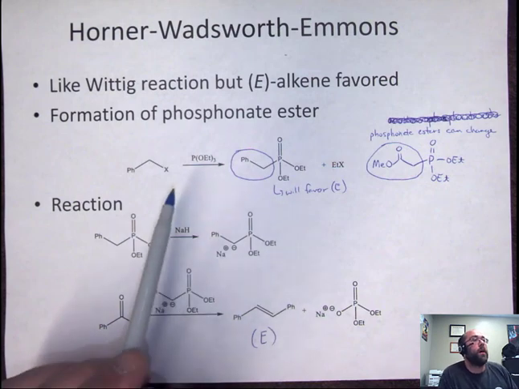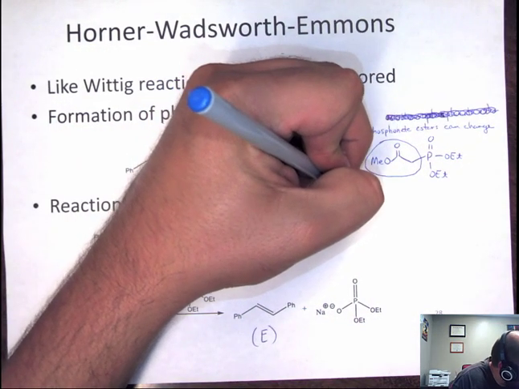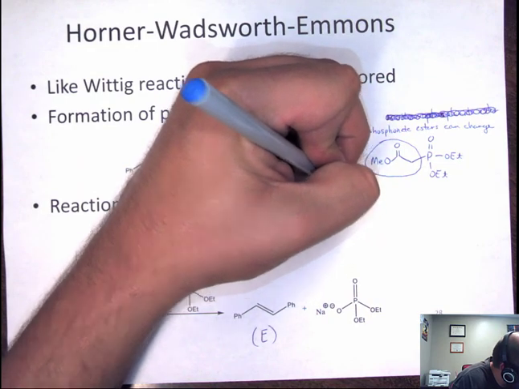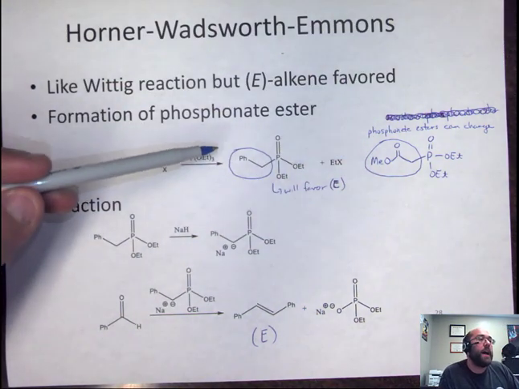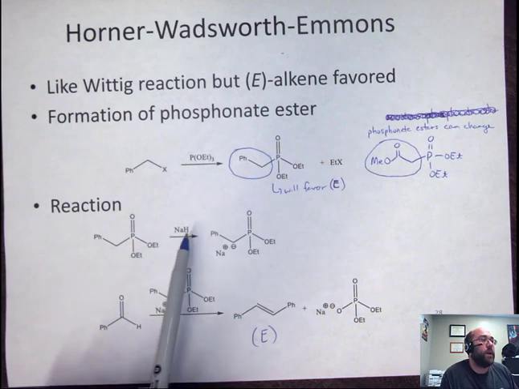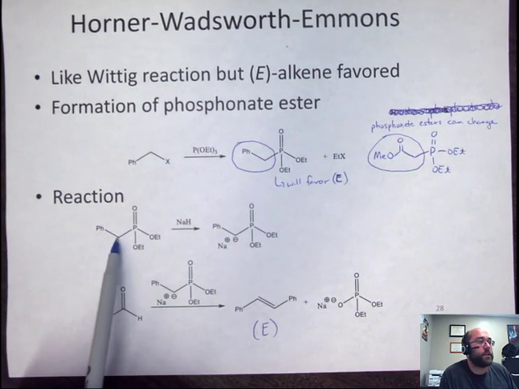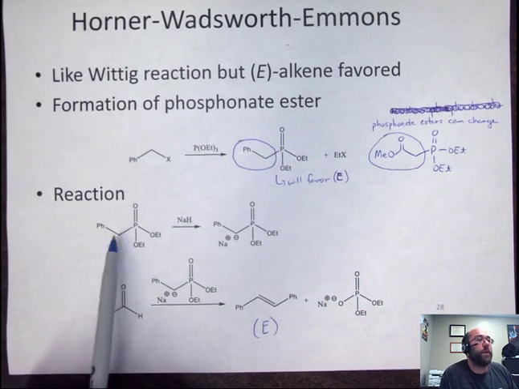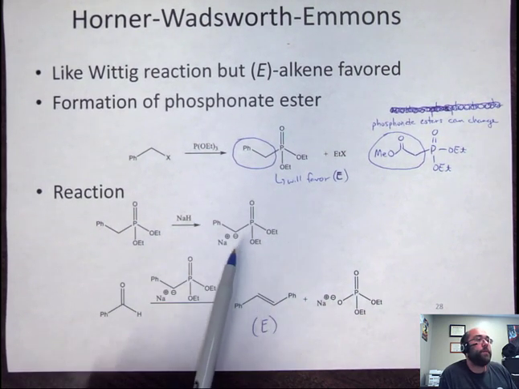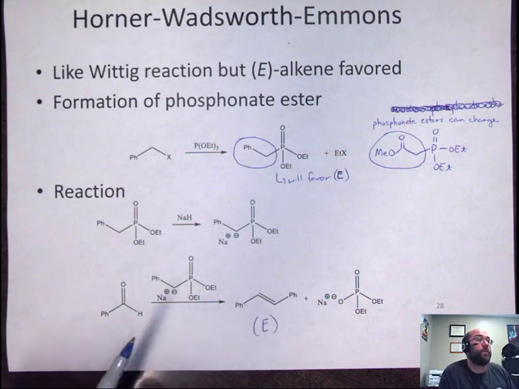All right, now, what this is saying here is this guy right here will favor E alkene products. And so when you react this phosphonate ester with NaH, this is a base, so it's going to specifically deprotonate this carbon here. That's the most acidic carbon that we have, so it's going to deprotonate it. And then you have something that's very similar to a negative carbon, positive phosphorus deal like we saw with Wittig.